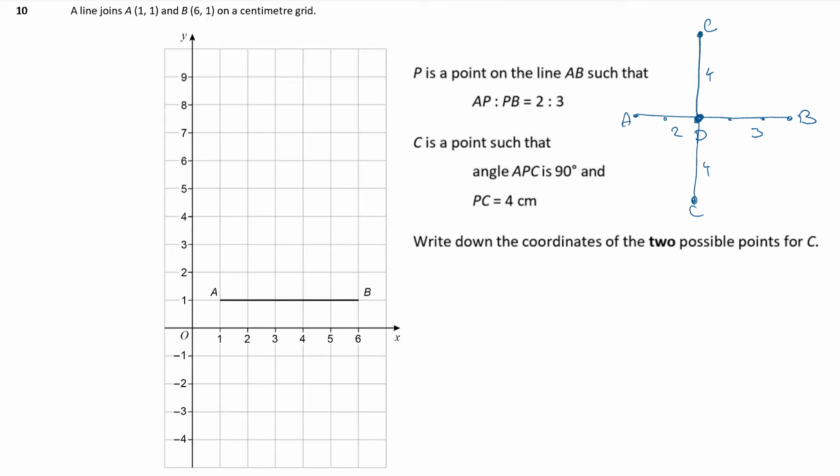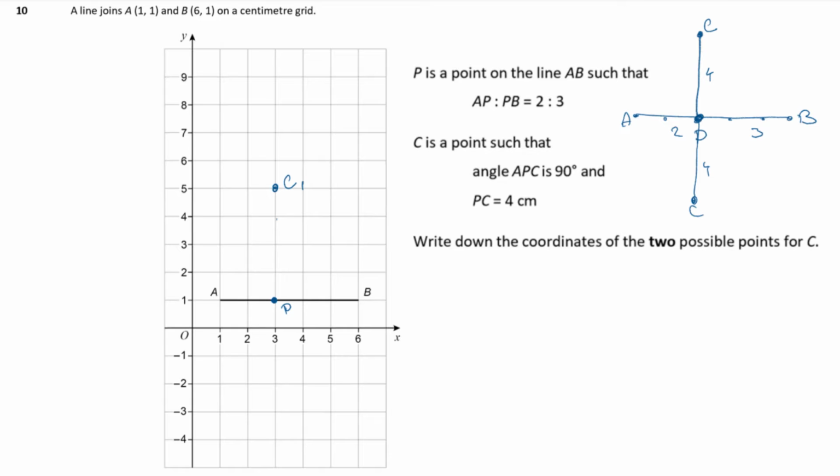So let's mark P on. Now we know what's going on. So 2/5 of the way along that line. Can you see there are 5 squares between A and B? So P is going to lie here, isn't it? Okay, and then my point C is going to be 4 units above that. 1, 2, 3, 4. So it could be there.